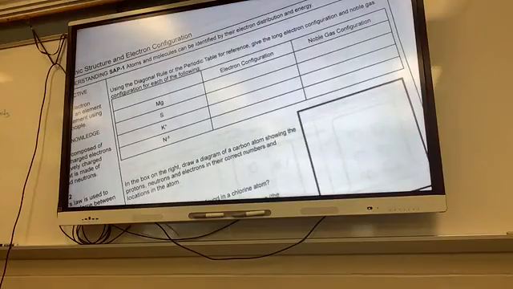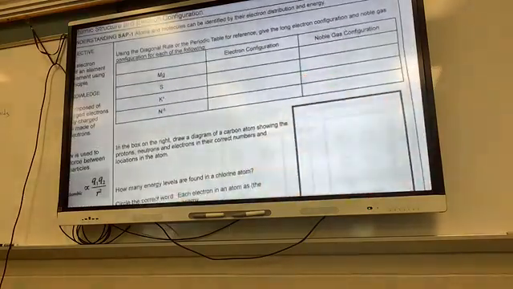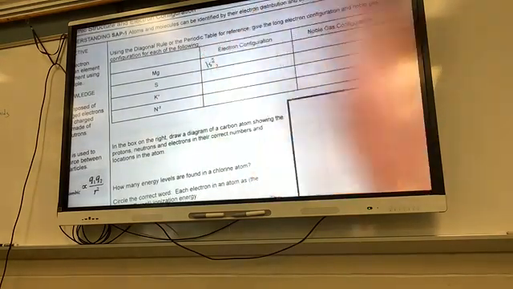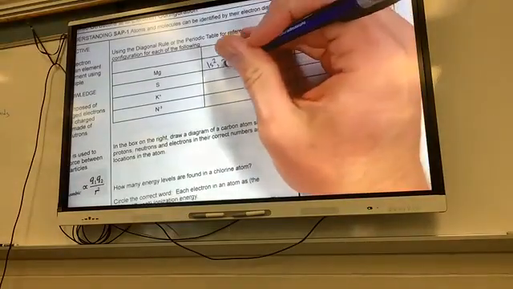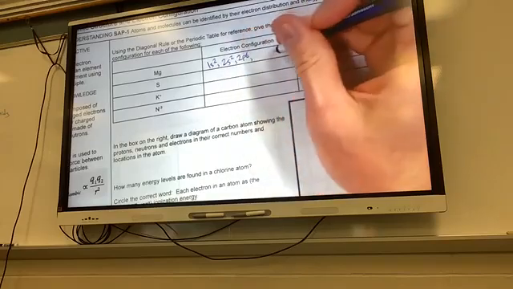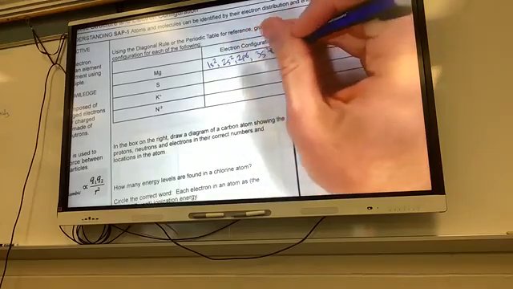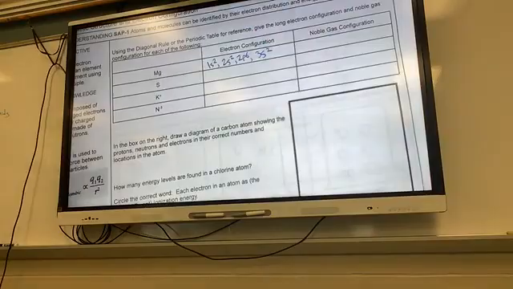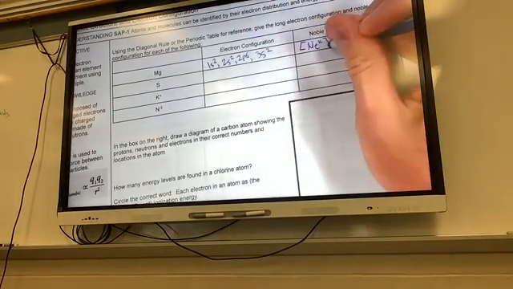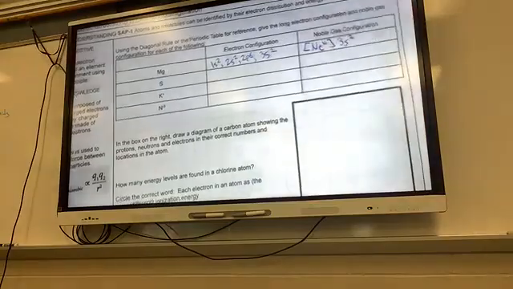Electron configurations. So, why don't you guys do at least the first one? Or should we do one together? Do you guys remember this? Magnesium would be 1s2, 2s2, 2p6, 3s2. Noble gas notation for magnesium would be bracket Ne 10 and then 3s2.